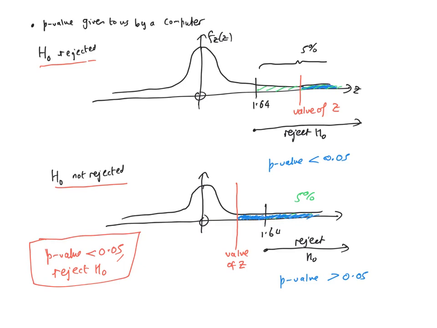Okay. Now, talking before about errors, one of the errors that we discussed was the type 1 error. The type 1 error was to reject H0 when it's true.